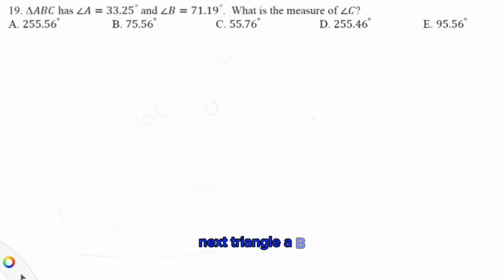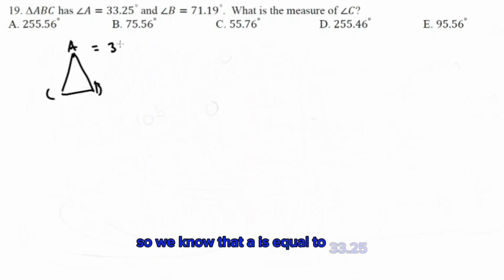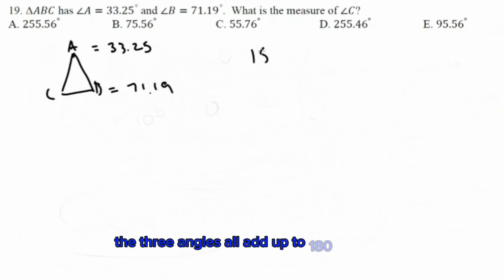Next, triangle ABC has angle A, which is equal to 33.25 degrees, and angle B, which is equal to 71.19 degrees. What is the measure of angle C? We know that A is equal to 33.25 and B is equal to 71.19. In a triangle, the three angles all add up to 180 degrees. So all we have to do is add A and B and then subtract the sum from 180.